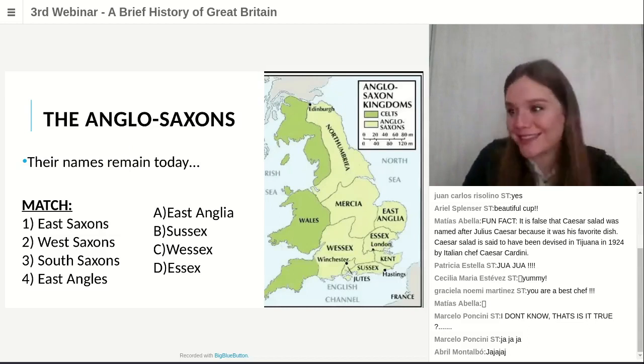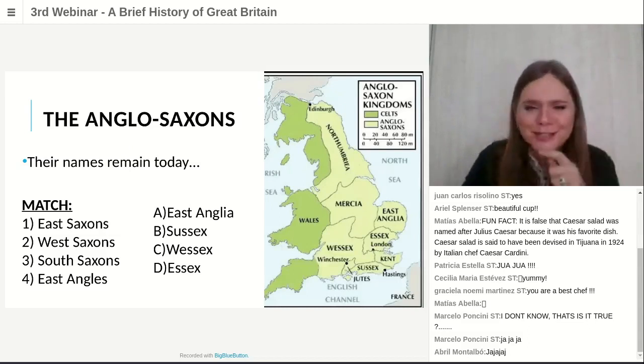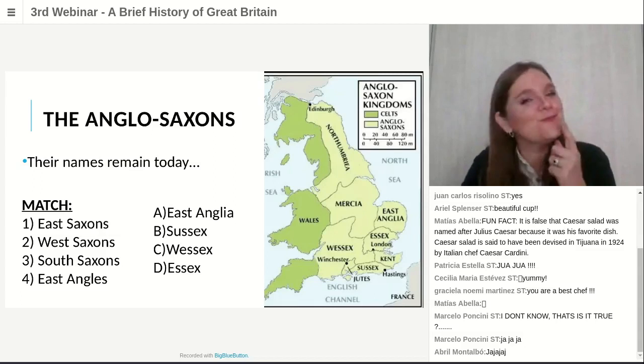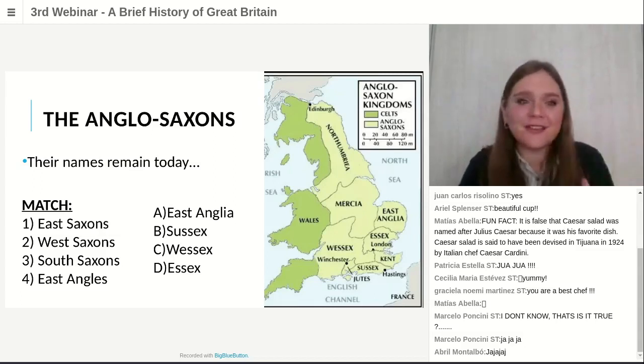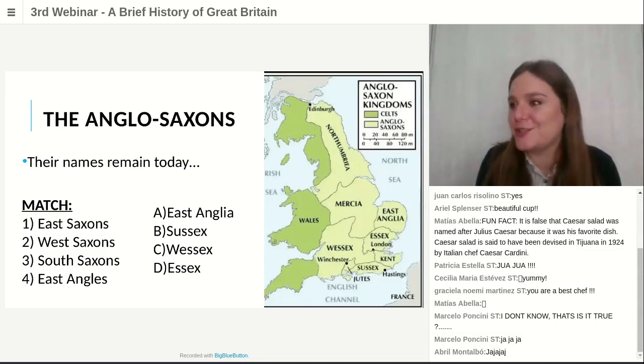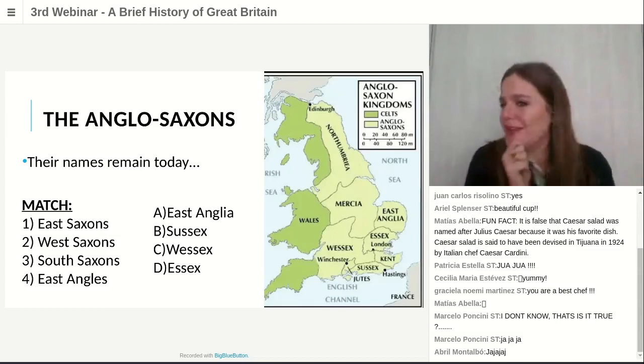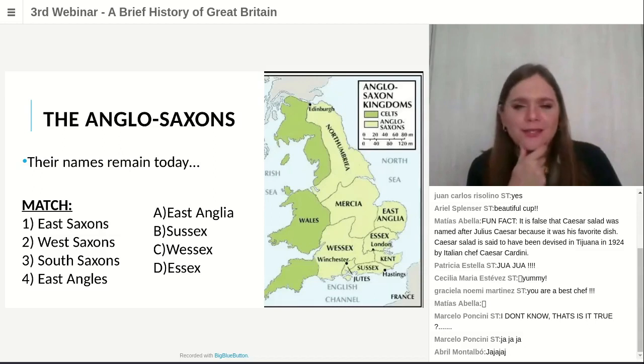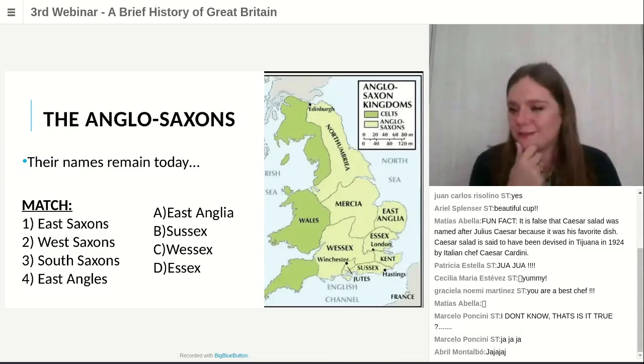Here we go with West Saxons. West Saxons. Where do you think they lived? What territory do you believe, or how do you feel this territory is called today? East Anglia, Sussex, Wessex, or Essex? I think the answer is clear now.